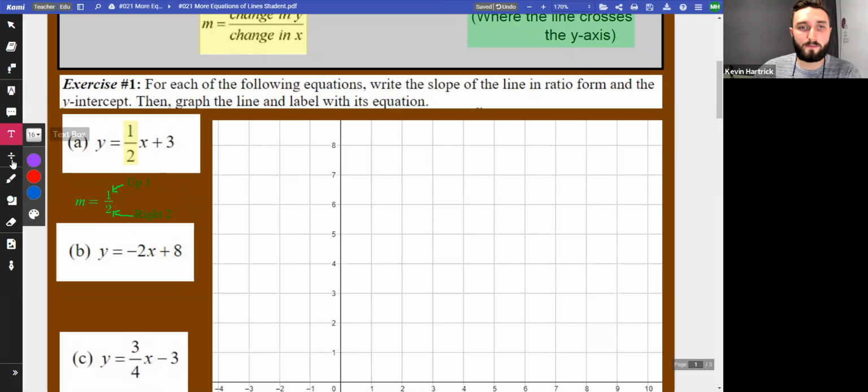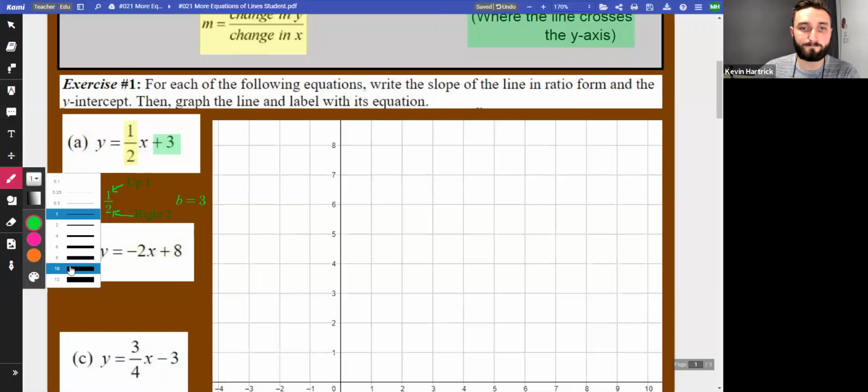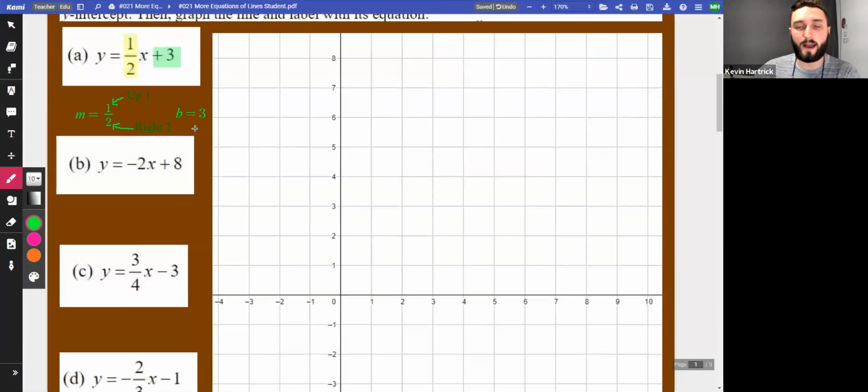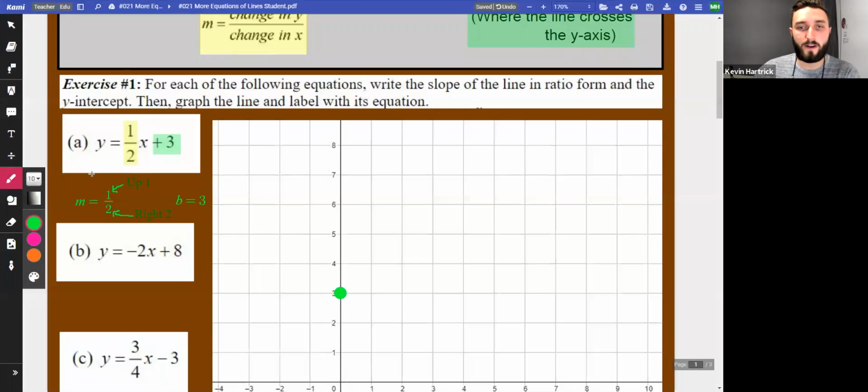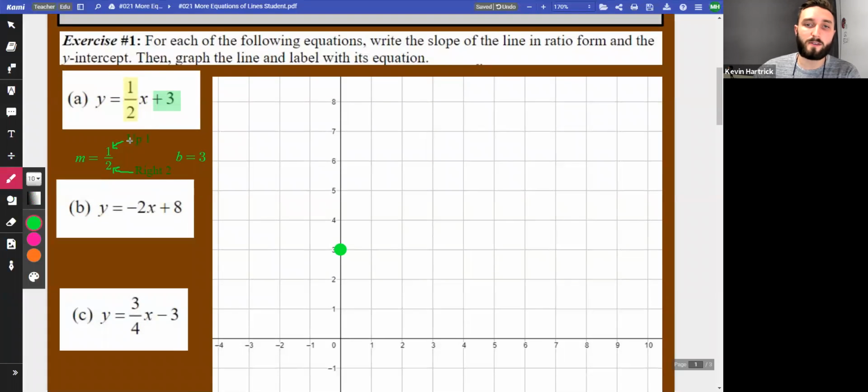And then the next piece of information that's important to note is this positive 3. Why did I highlight the plus? Well, I highlighted the plus to tell me that this is a positive, so I'm starting on positive 3 on the y-axis. So let's go ahead and start plotting. Again, my y-intercept is positive 3, so I'm starting at positive 3 on my y-axis there. Now I'm following these directions to get to the next points. So it says up 1 and right 2, so let's do that.